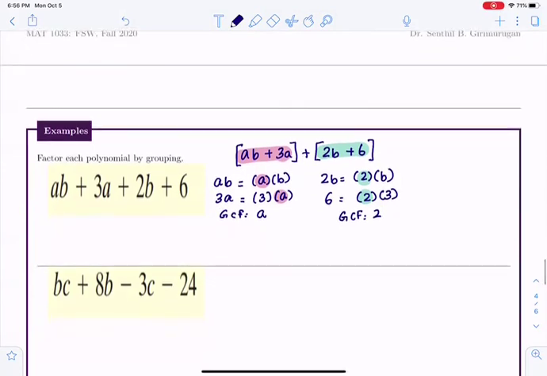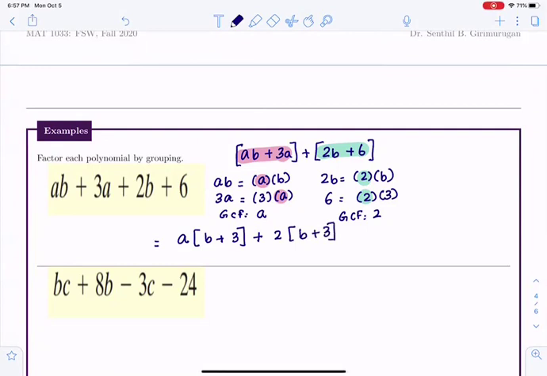So if I pull a out from the expression shaded in pink, I'll have a outside the square bracket. What would I leave behind? I am going to leave behind b, and I am going to leave behind 3. Now we move on to the teal one. The GCF is 2, so if I pull 2 out, I am going to leave behind b, and I am going to leave behind 3.